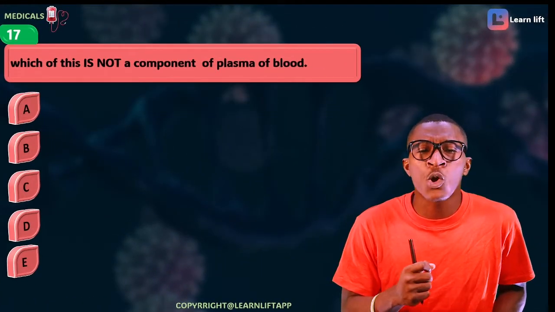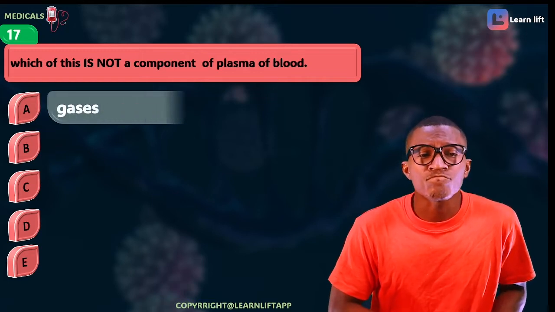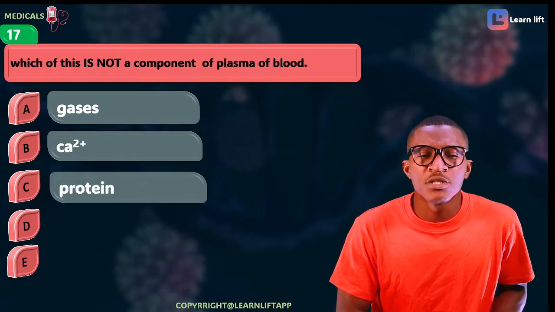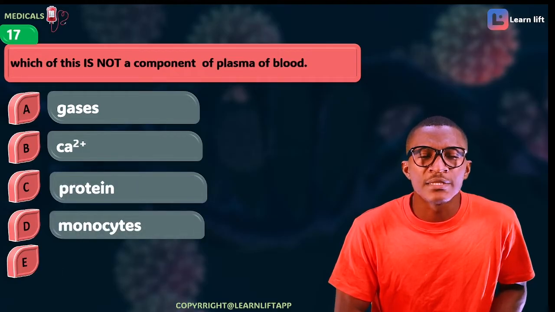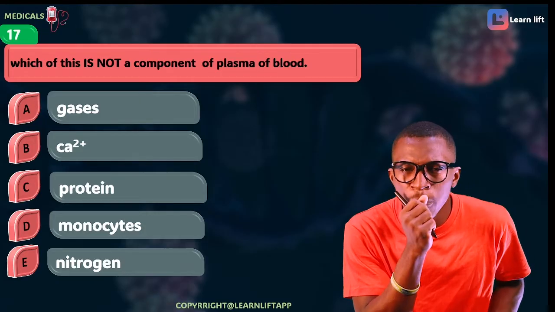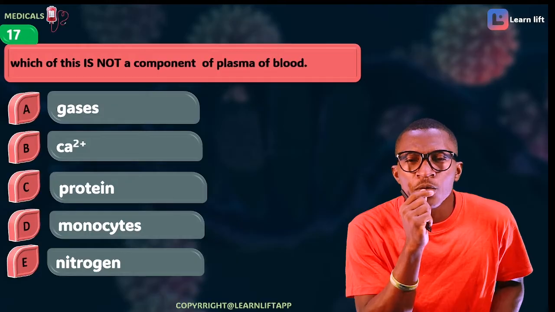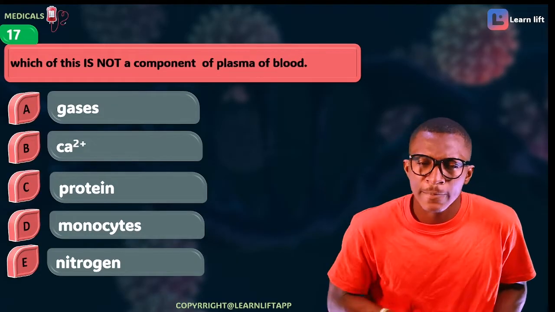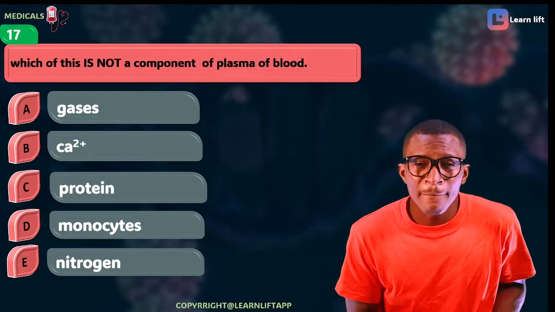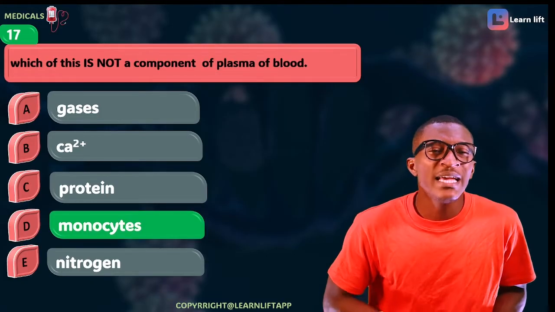Which is not a component of plasma of blood? Gases, calcium, tubules, proteins, monocytes, nitrogen. First of all, which of these is not a component of plasma? Choose your answer. Of course, the answer to the question is monocyte. Monocytes are under cells.